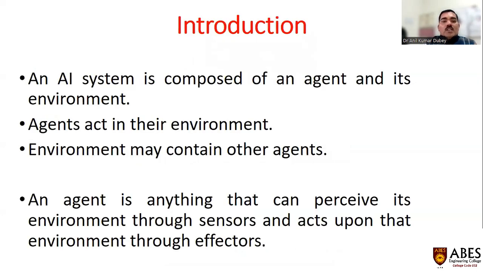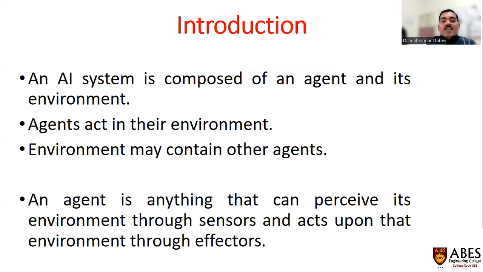Now, the introduction. An AI system is composed of an agent and its environment. Basically two terms are there: the first is the agent and the second is the environment, and they are combined. The agent acts in its environment, and the environment may contain other agents. The environment is like a society or social environment, and agents are like human agents. So the agent works within the environment, and the environment can have more than one agent.